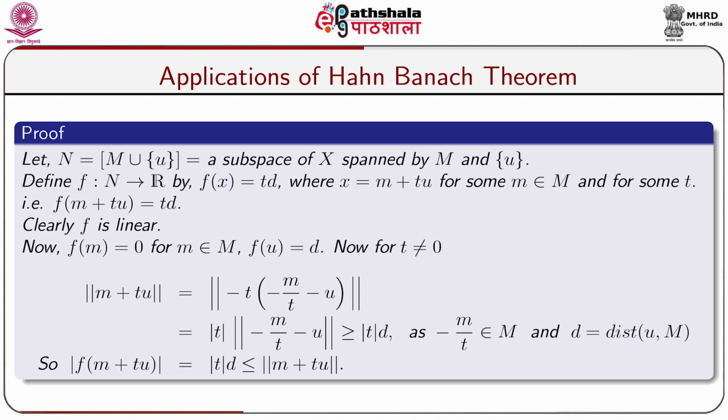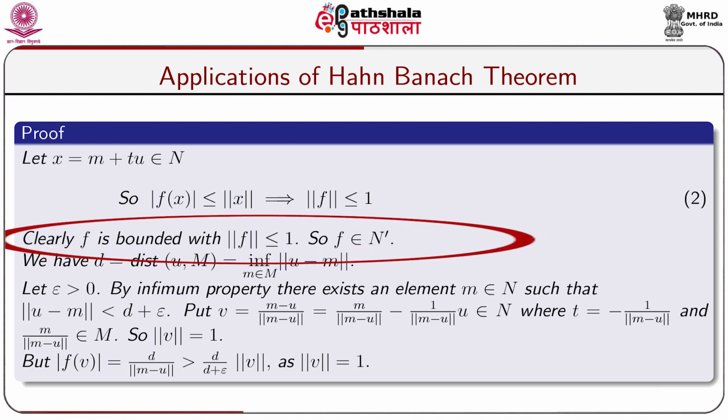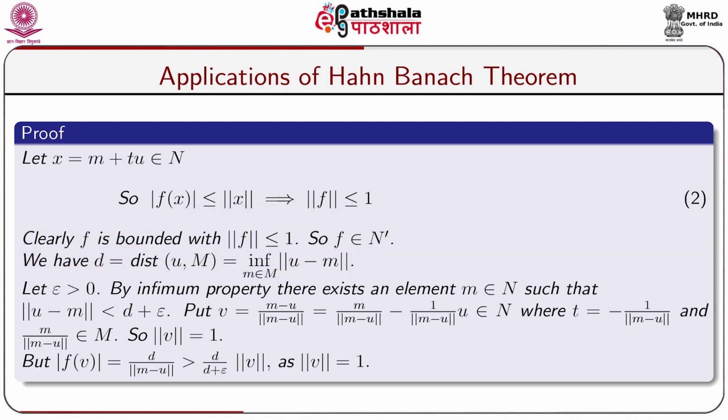So, modulus of f of m plus tu is equal to modulus of t into d, which is again less or equal to norm of m plus tu, because d is the infimum and m plus tu belongs to capital N. Let x equal to m plus tu belongs to capital N. So, modulus of f(x) is less or equal to norm of x, which again implies that norm of f is less or equal to 1. Clearly, f is bounded with norm of f less or equal to 1. So, f belongs to N dash, that means f is a bounded linear functional over capital N.